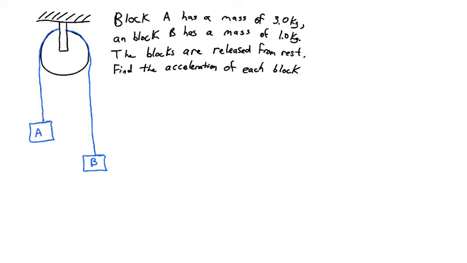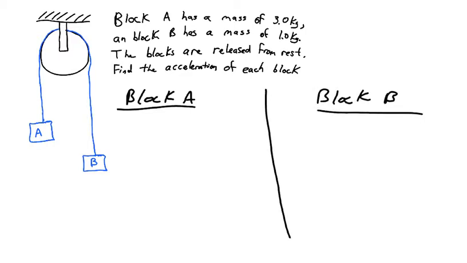And second law problems, we always start with a free body diagram. But here we have two objects. That means two free body diagrams and two Newton's second law equations, one for each object. So I'm going to divide my workspace up a little bit here and have some space for block A and some space for block B. And then I'll start with a free body diagram.